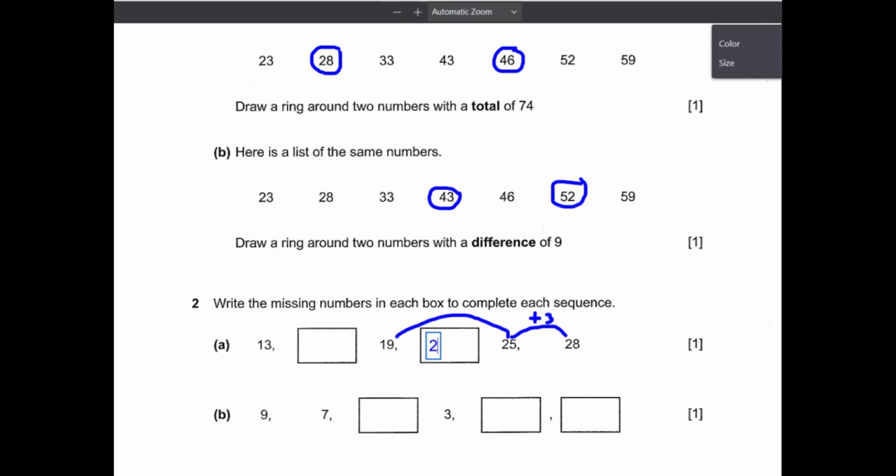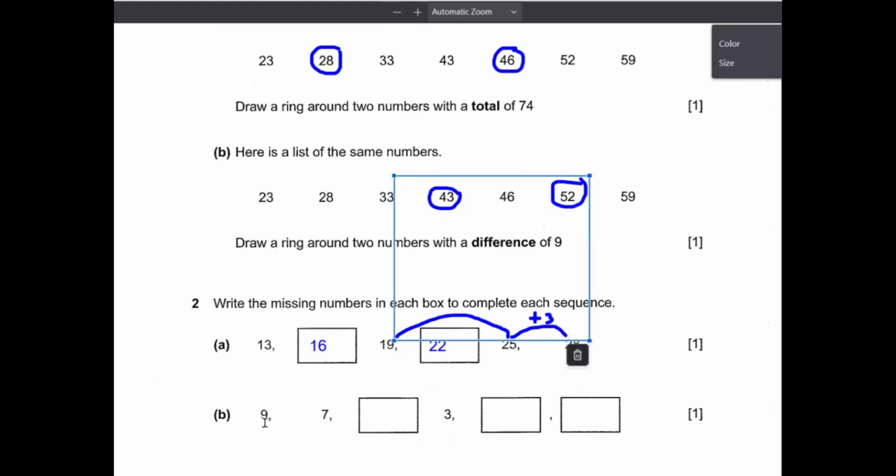So the missing number here, 21 or 22? It is 22. And this one is going to be 16, because the difference between any number and the next is 3.